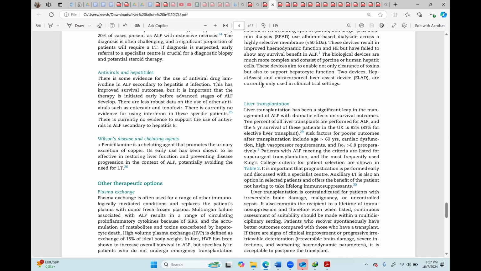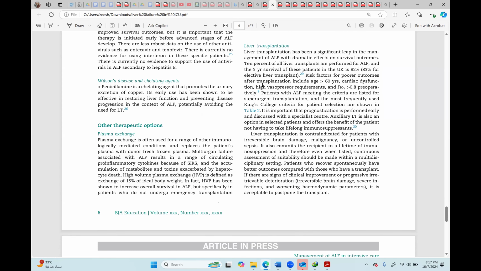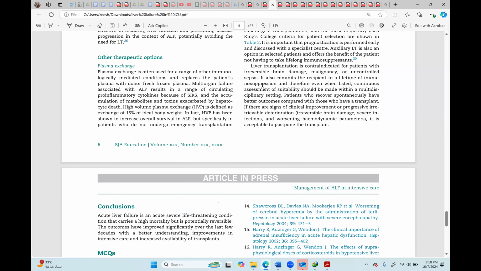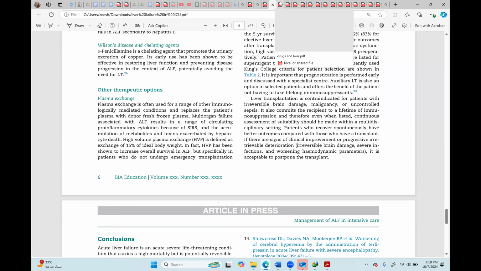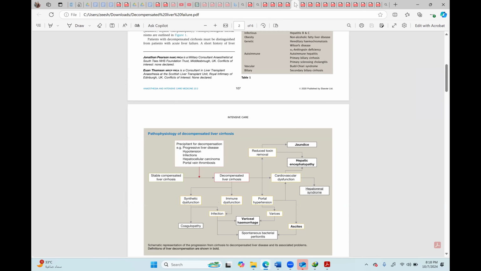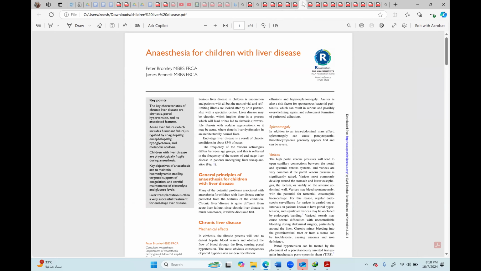Okay. So penicillamine, a chelating agent, with reference to Wilson's disease. Plasma exchange is for autoimmune problems. Okay. So if there are high levels of antibodies, plasma exchange may be done. So let's see, there is actually one more article on liver, acute liver failure. Just a second.